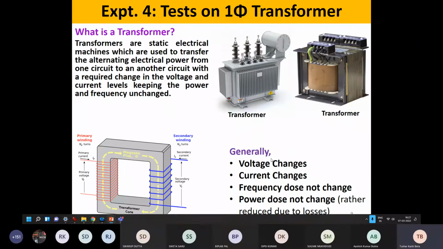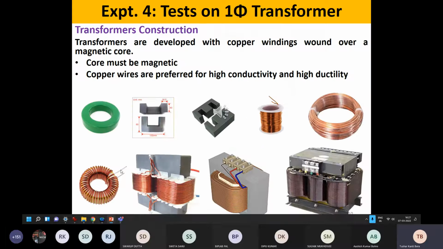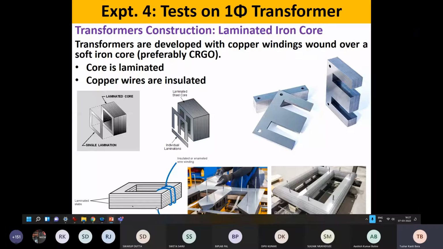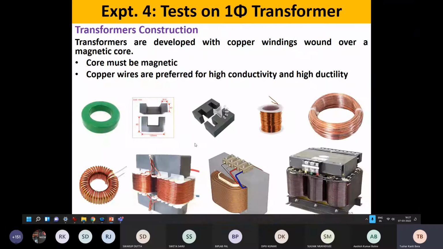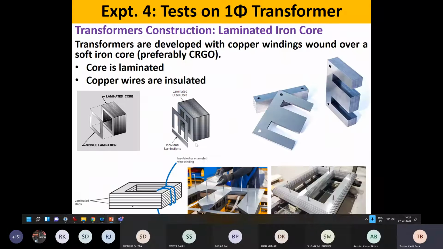Now the transformer is developed with two major components, that is windings and the magnetic core. Windings are made up of metals, generally copper, though other metals are also possible, but copper is generally used because of its high conductivity. After that, magnetic material will be used, and that magnetic material may be ferrite or iron sheets, and these iron sheets are generally used for reducing the eddy current.